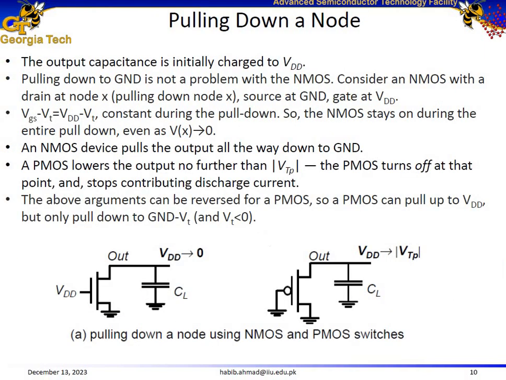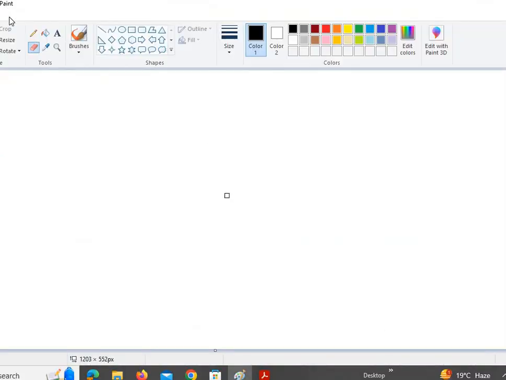Now consider the example of a pull down network. Initially assume that we use NMOS transistors in the pull down network, and then we will use PMOS transistors and see what happens. So let us try to do that once again in MS Paint. Initially assume that this is the output, and we use an NMOS transistor in the pull down network, and then we have a capacitor over here, the load capacitance.